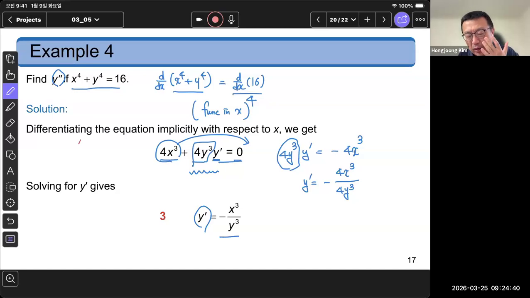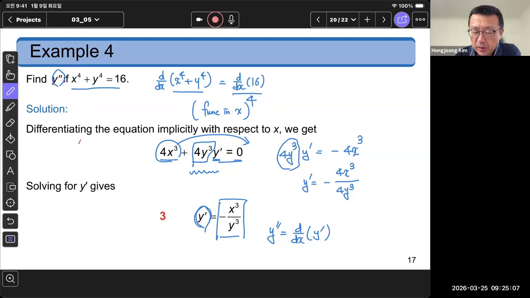Then how can I obtain the second derivative? Well, since y prime is this, what is the second derivative? That is the derivative of y prime with respect to x. So all you have to do is differentiate this expression, negative x cubed over y cubed.